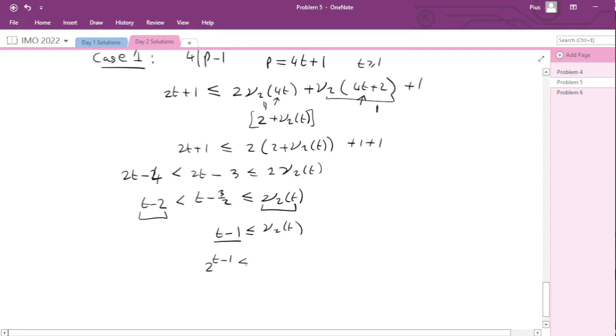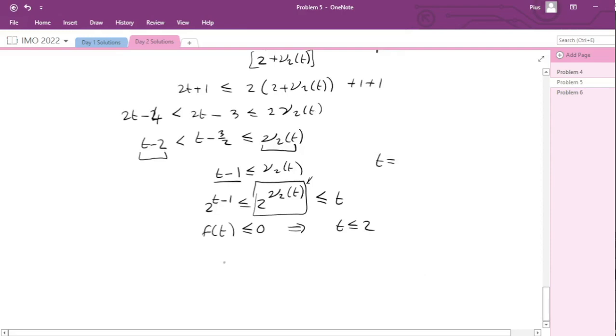So if we take these powers, this will be the precise power of 2 in T. So it means that T is going to be this value times some odd number, which is going to be less than or equal to T. And this is familiar because this is just saying that f of T is less than or equal to 0. And from what we did before, if T is greater than 2, it's going to be strictly positive. So this means that T has to be at most 2. Okay. And T is greater than or equal to 1, but less than or equal to 2. So we have either 1 or 2.